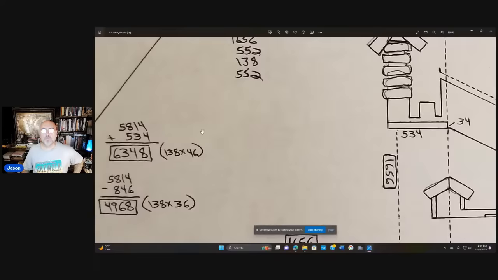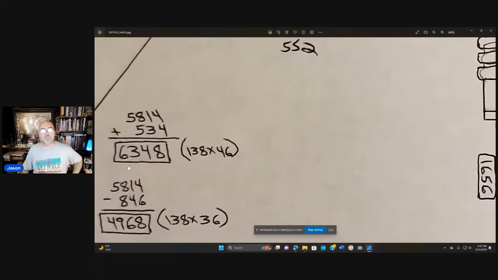Added to the floor of the King's Chamber, 534 inches, as you see on the left, gives us the number 6,348. That is 138 times 46.